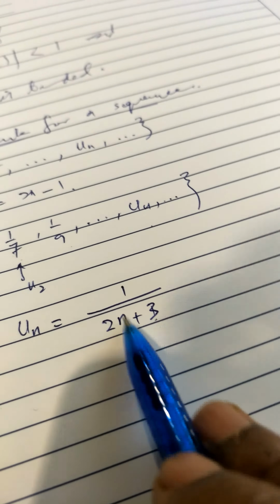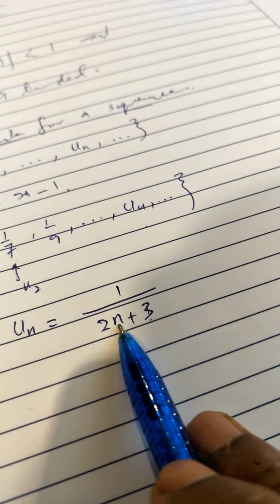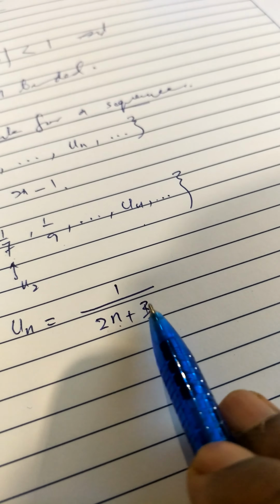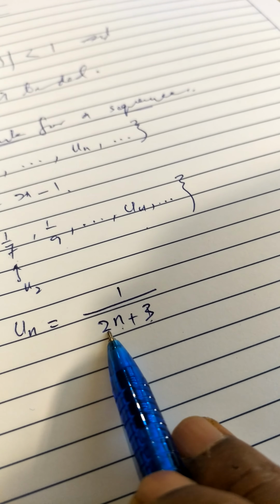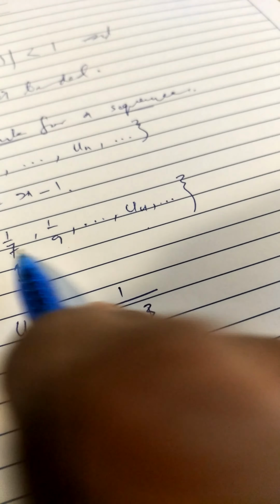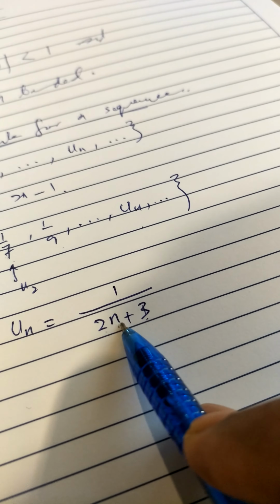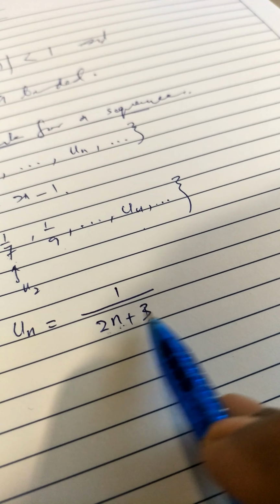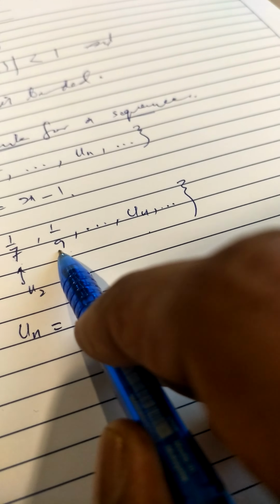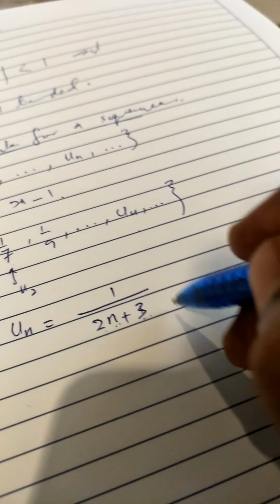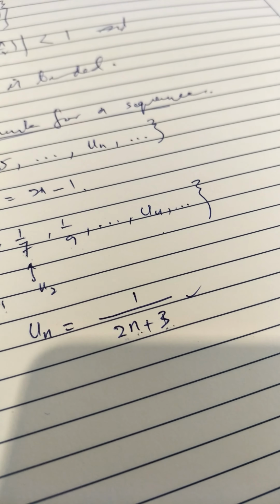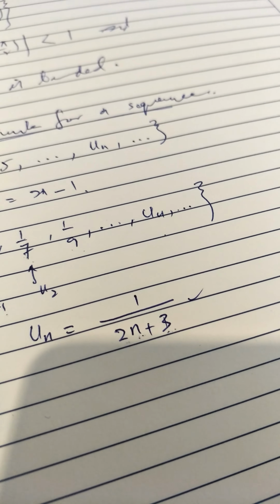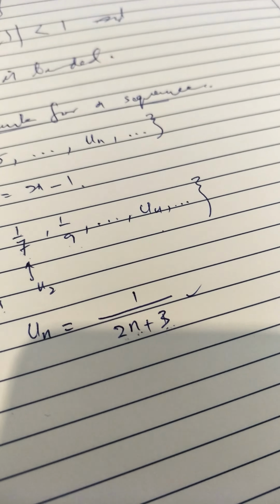Okay, 2n plus 3. When n equals 1, 2 plus 3, you get 5. When n equals 2, 2 times 2 is 4, 4 plus 3 is 7, so you get 7. When n equals 3, 6 plus 3, 9, so you get 9, and so on and so forth. So this is true. That's the way we find the nth term of the sequence.